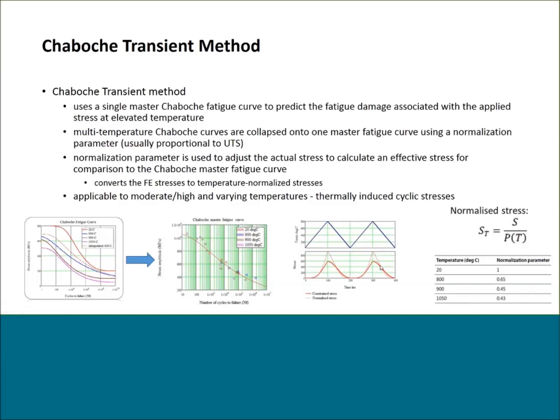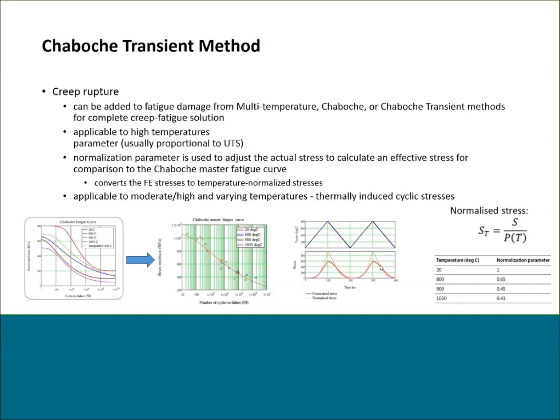This method is applicable to moderate and high temperature and varying temperatures and thermally induced cyclic stresses. So you have a component that sees high temperatures where the temperatures are varying, maybe varying rapidly, and much of the stress is caused by the thermally induced stresses. The multi-temperature nor the Sabbath method would be applicable, but this Sabbath transient method will work.